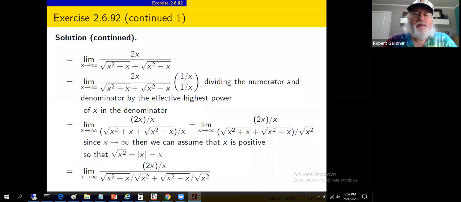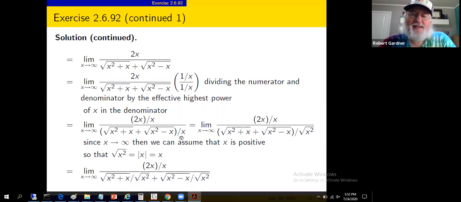So let's see what happens. So this has worked similarly to the others. The trick was introducing something that gave us a quotient. We got to have quotients. All right, we'll distribute in the numerator 2x over x. We get that 1 over x in the denominator. Remember, x approaches positive infinity.